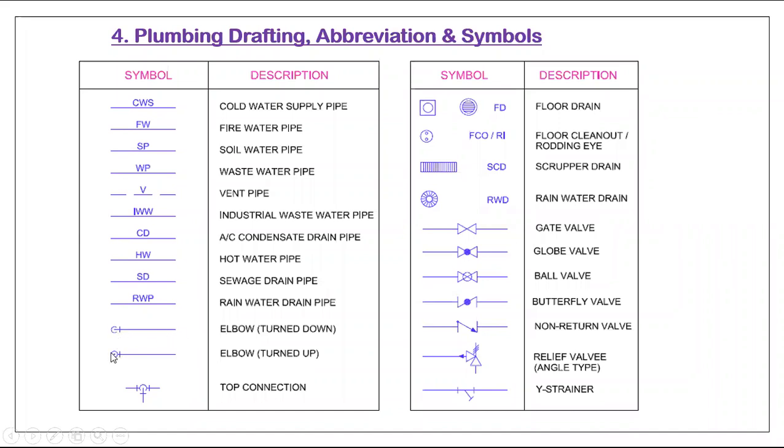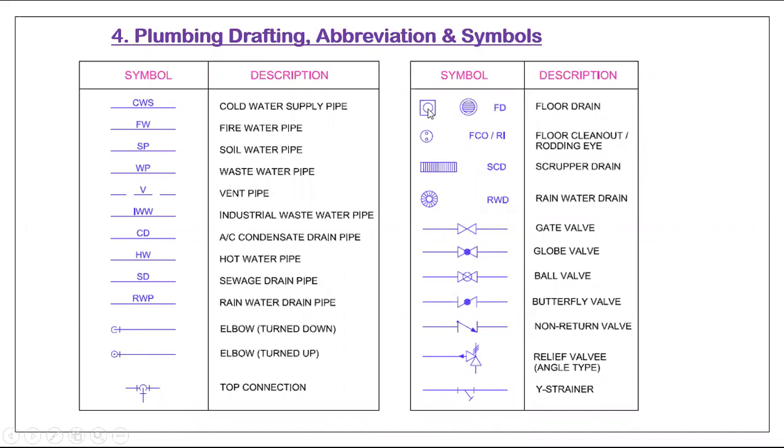Elbow, you have to show like this, and the pipe upwards. This elbow is downward, this one is upwards. This elbow is in the upwards direction. Top connection, T connection: a bottom T is there, and above that an elbow is there. Like that you have to show.